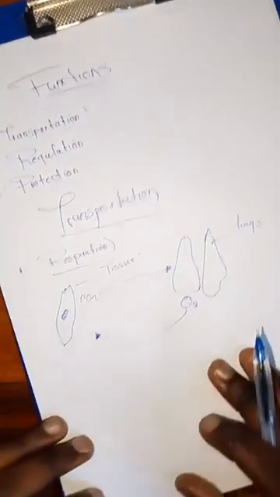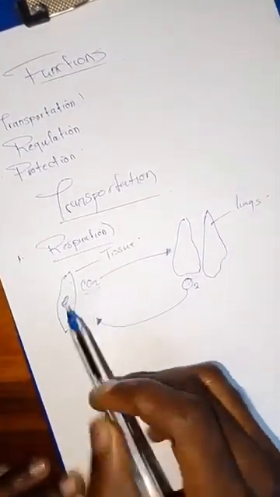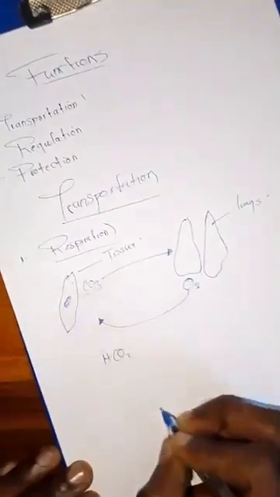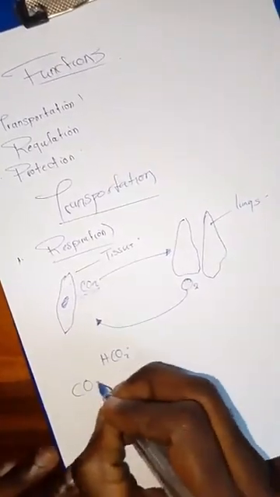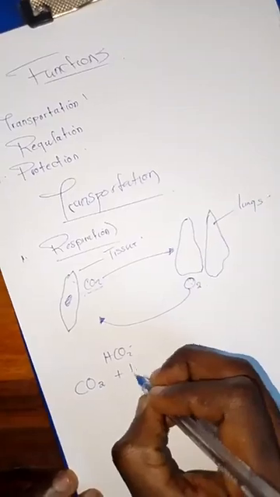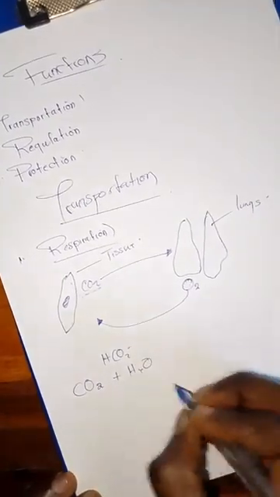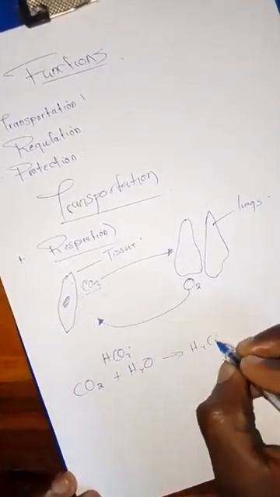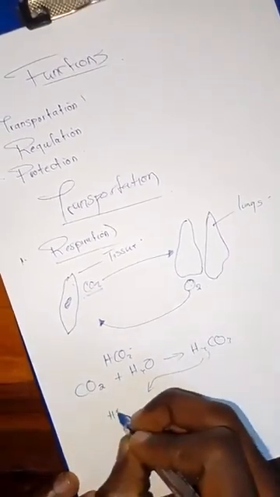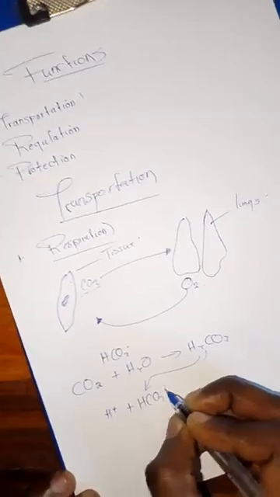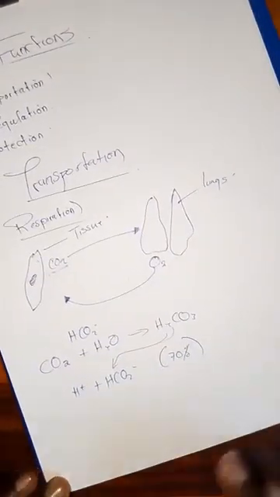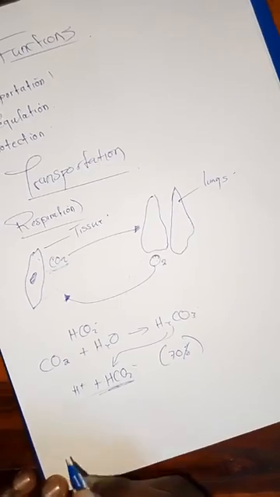And you are going to find that a significant amount of carbon dioxide in the blood is carried as bicarbonate, just like the way we looked at. We said that carbon dioxide, when it is now in the blood, has the ability to react with water to form carbonic acid. And this carbonic acid can dissociate and form hydrogen plus bicarbonate. So about 70% of carbon dioxide is going to be transported as bicarbonate.